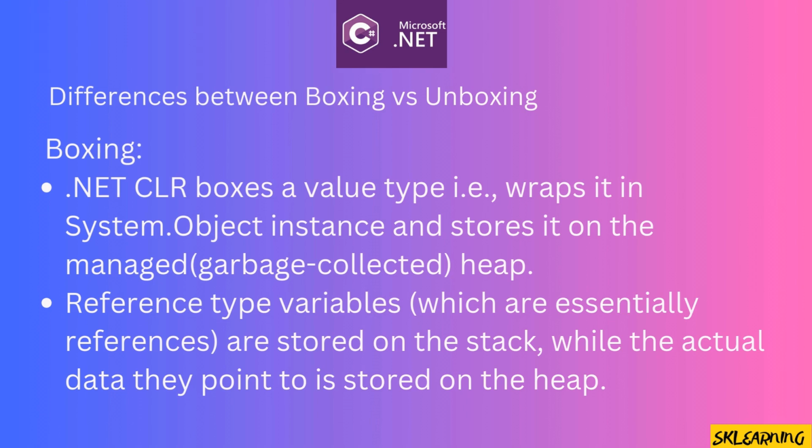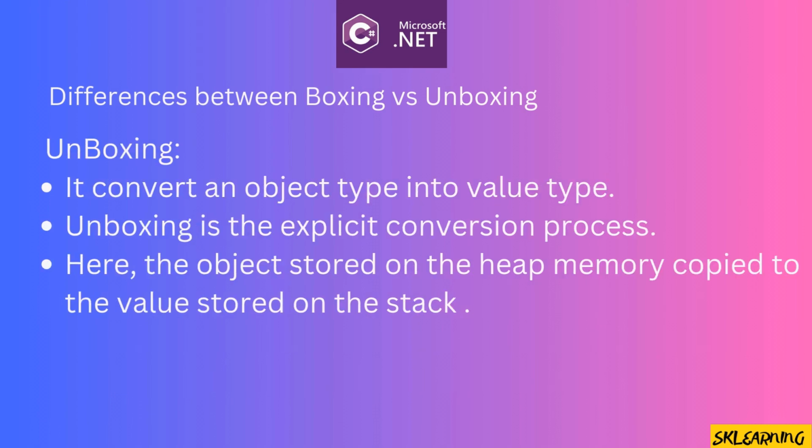Reference type variables, which are essentially references, are stored on the stack, while the actual data they point to is stored on the heap. In unboxing, it converts an object type into value type. Unboxing is the explicit conversion process. Here, the object stored on the heap memory is copied to the value stored on the stack.